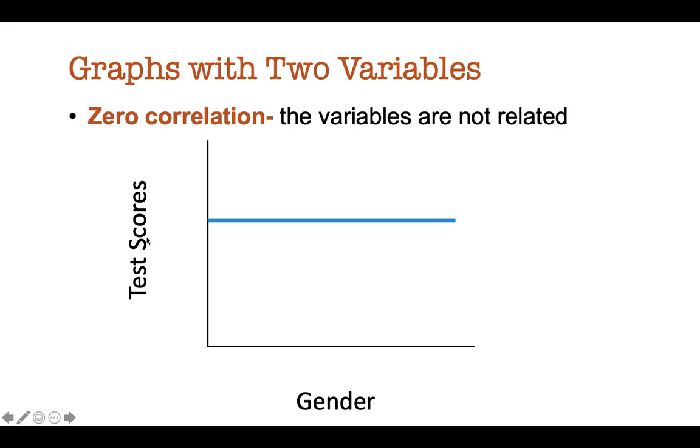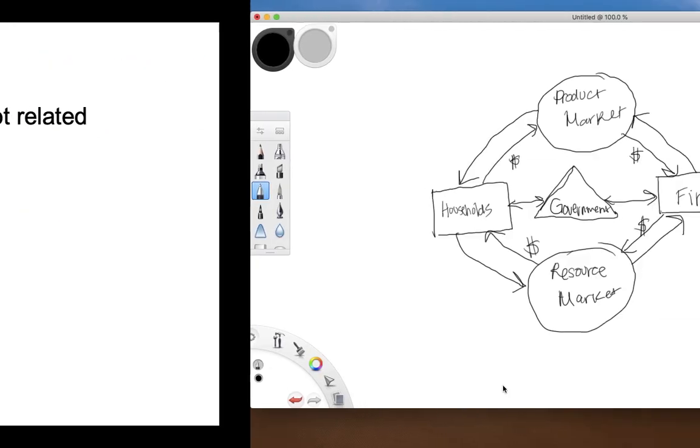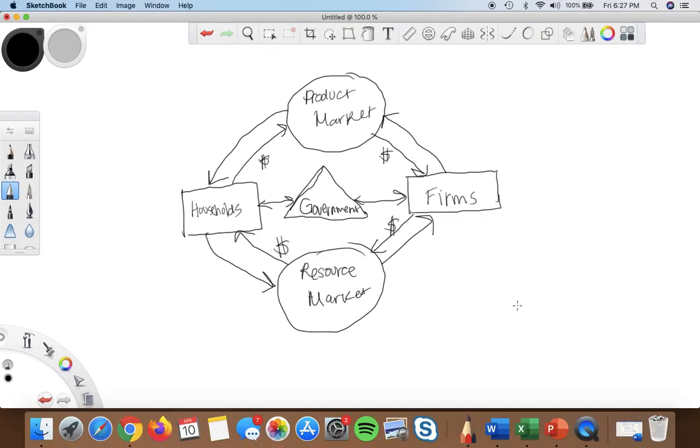This is what I would hope to see between test scores and your gender, if I were to plot those data points. Now you might be looking at this and thinking, wait a second, gender isn't really a numeric or what we call a continuous variable that you can have fractions of, and you're right. So a lot of times in economics and in other classes, I have a variable that's a category, like gender.